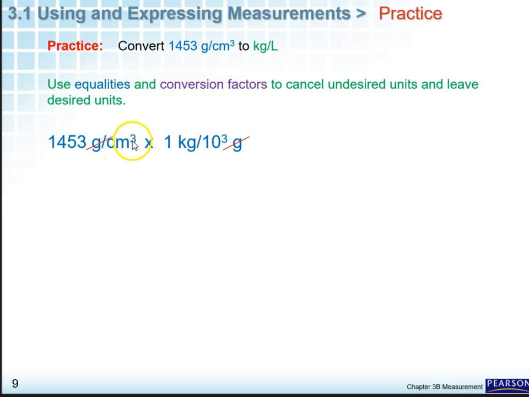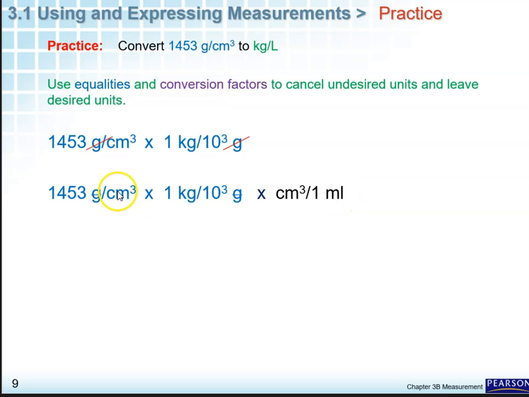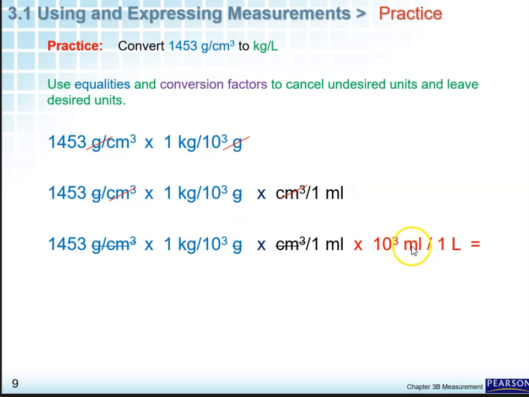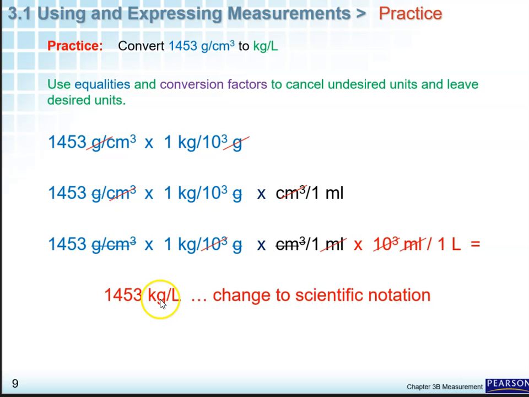Next, let's deal with cubic centimeters. We already said that cubic centimeters is equal to 1 milliliter. So if you want to write it out, you can do a conversion factor like this. Cubic centimeter divided by milliliter. This is in the denominator here, numerator here, so cubic centimeters cancel. The relationship between milliliters and liters, there are 1,000 milliliters in 1 liter. Since milliliter is in the denominator here, we put it in the numerator here, so milliliters cancel. And then we need to deal with our exponents. 10 to the 3rd divided by 10 to the 3rd. See, that's in the denominator, so that cancels. And we're left with 1,453 kilograms per liter.